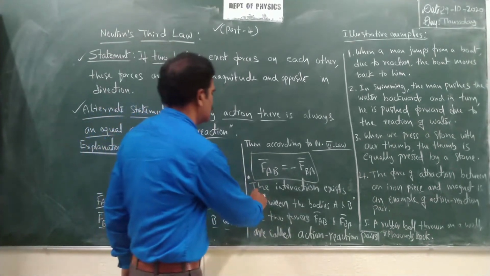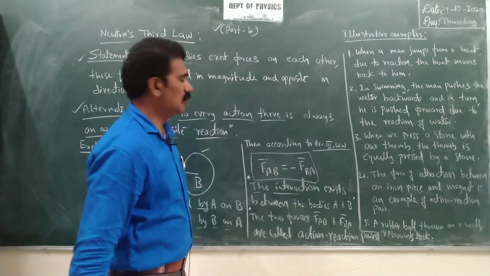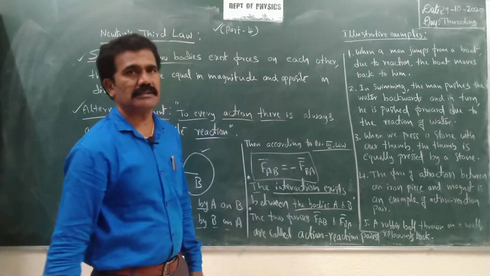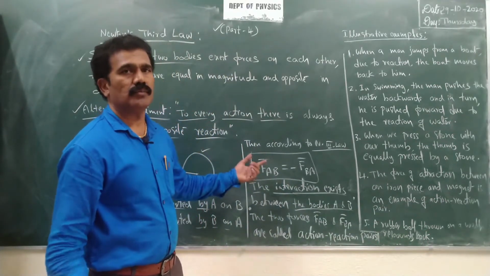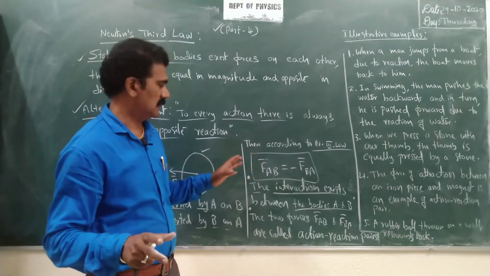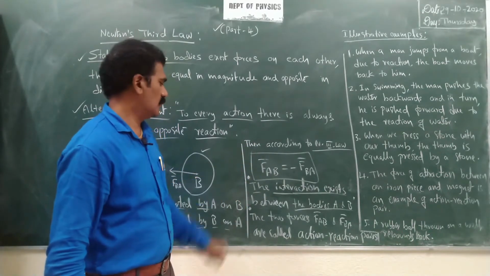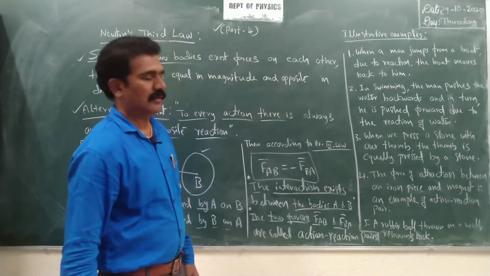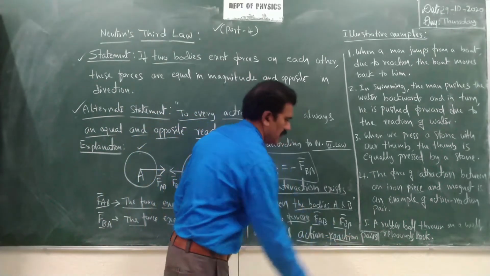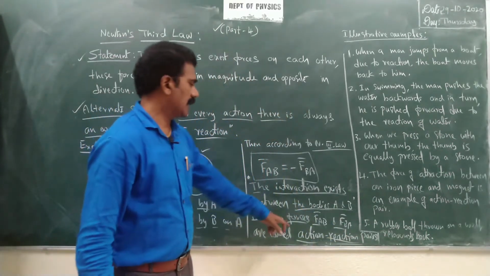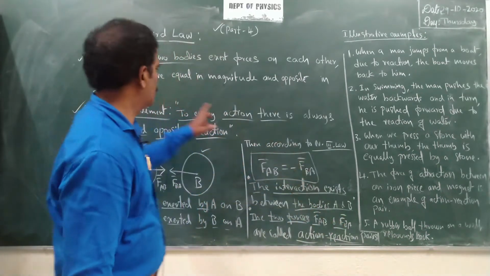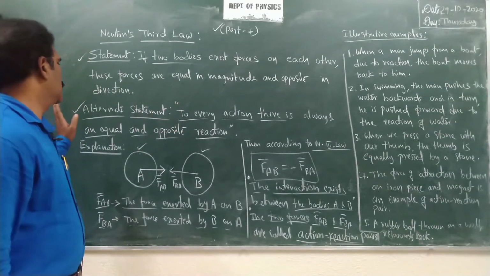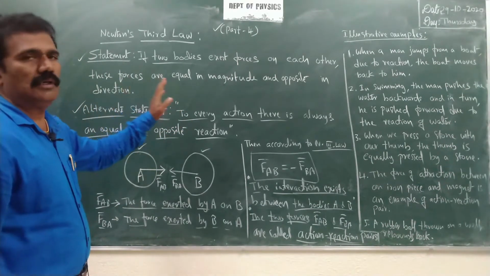The point to be noted here is that interaction exists between the two bodies A and B only when both are acting some forces on each other. Similarly, the two forces F_AB and F_BA are called action and reaction pairs. They form action and reaction pairs, so that we can justify the alternate statement, where the action is always equal in magnitude and opposite in direction to the reaction.